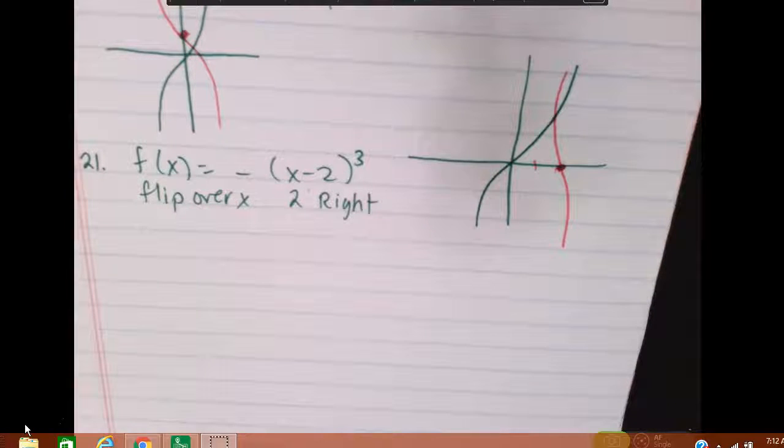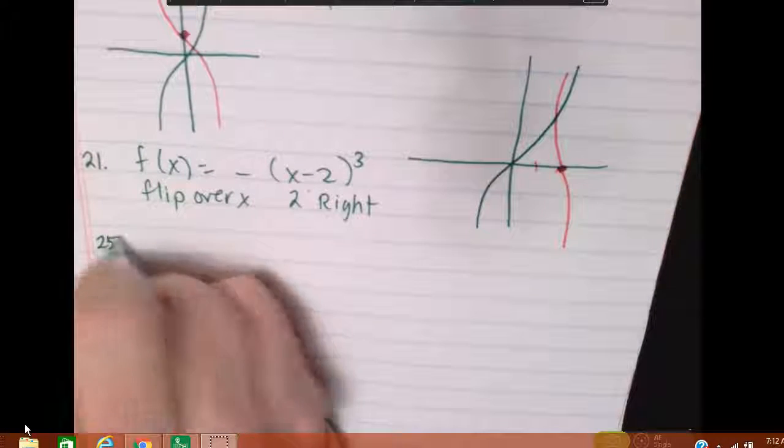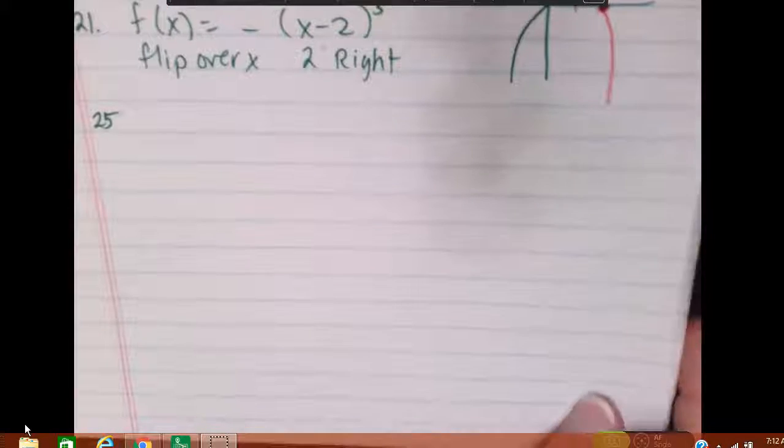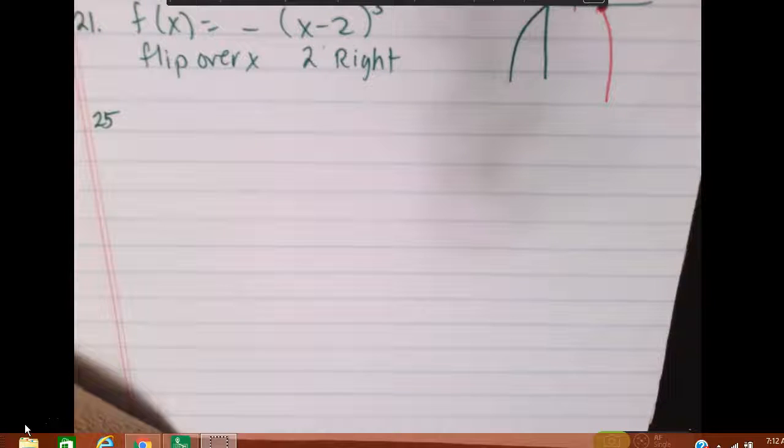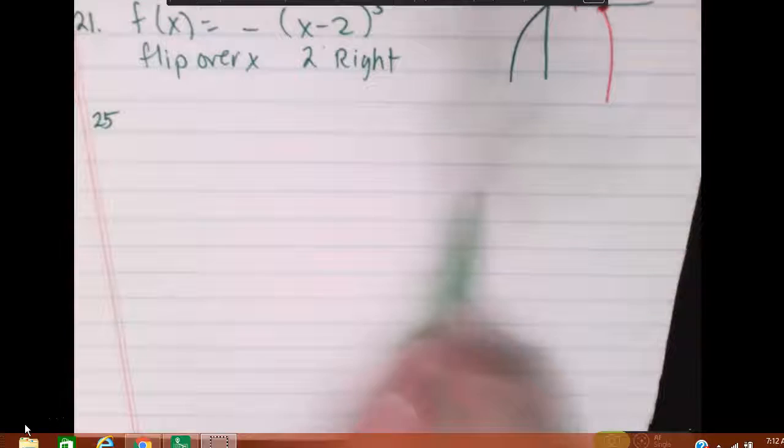Number 25, we have a new set of directions, so let me take a look at those. Use a graphing utility to graph the functions f and g in the same viewing window. Zoom out far enough to see the right hand and left hand behavior. Do the graphs of f and g have the same right hand and left hand behavior? Explain why or why not.